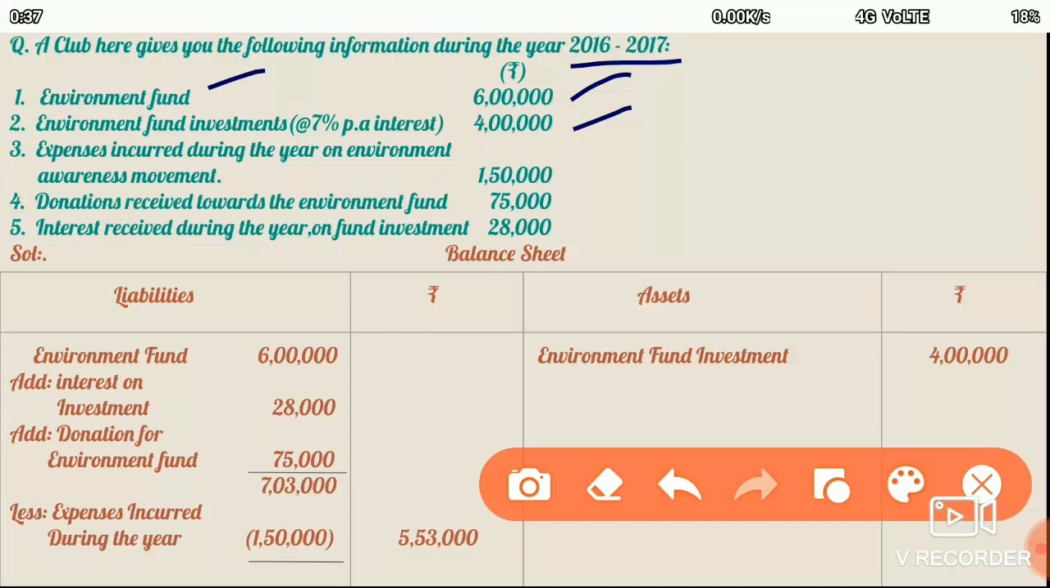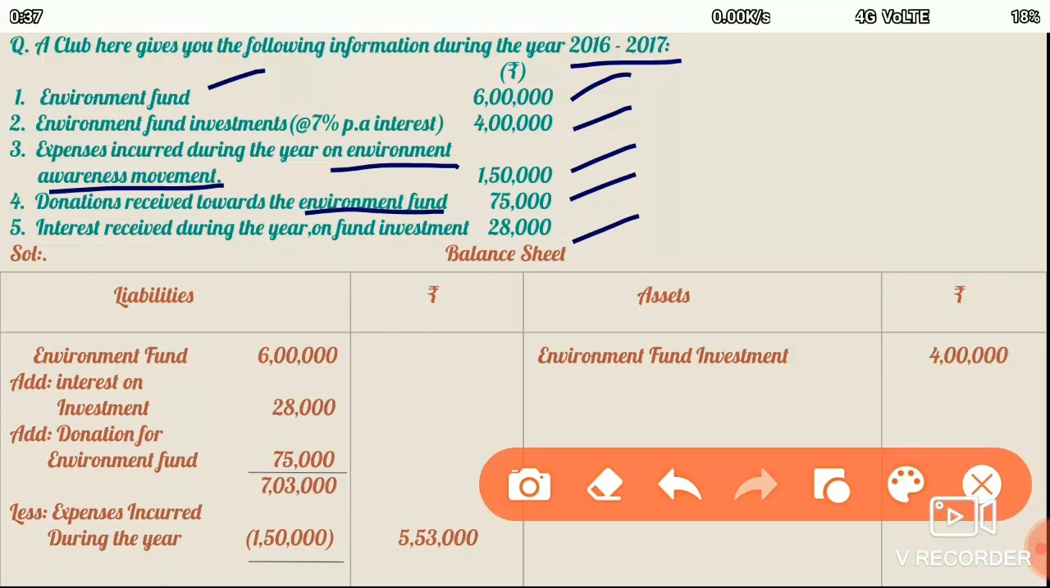During the year, the organization incurred an expense on environment awareness movement. The amount was 1,50,000. Then during the year itself, the organization received a donation related to the environment fund, an amount of 75,000. Then interest was received at the end of the year on the investment which was made. The amount of interest was 28,000.